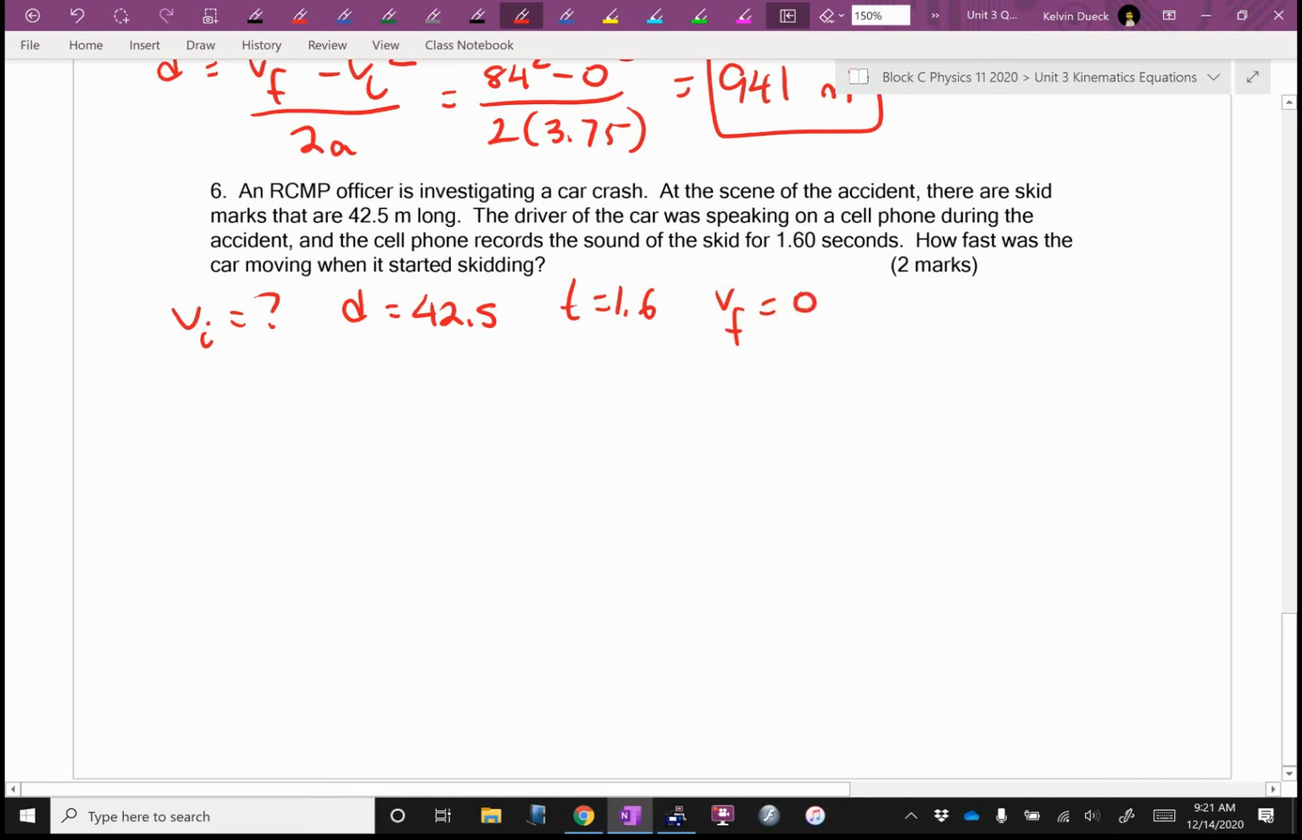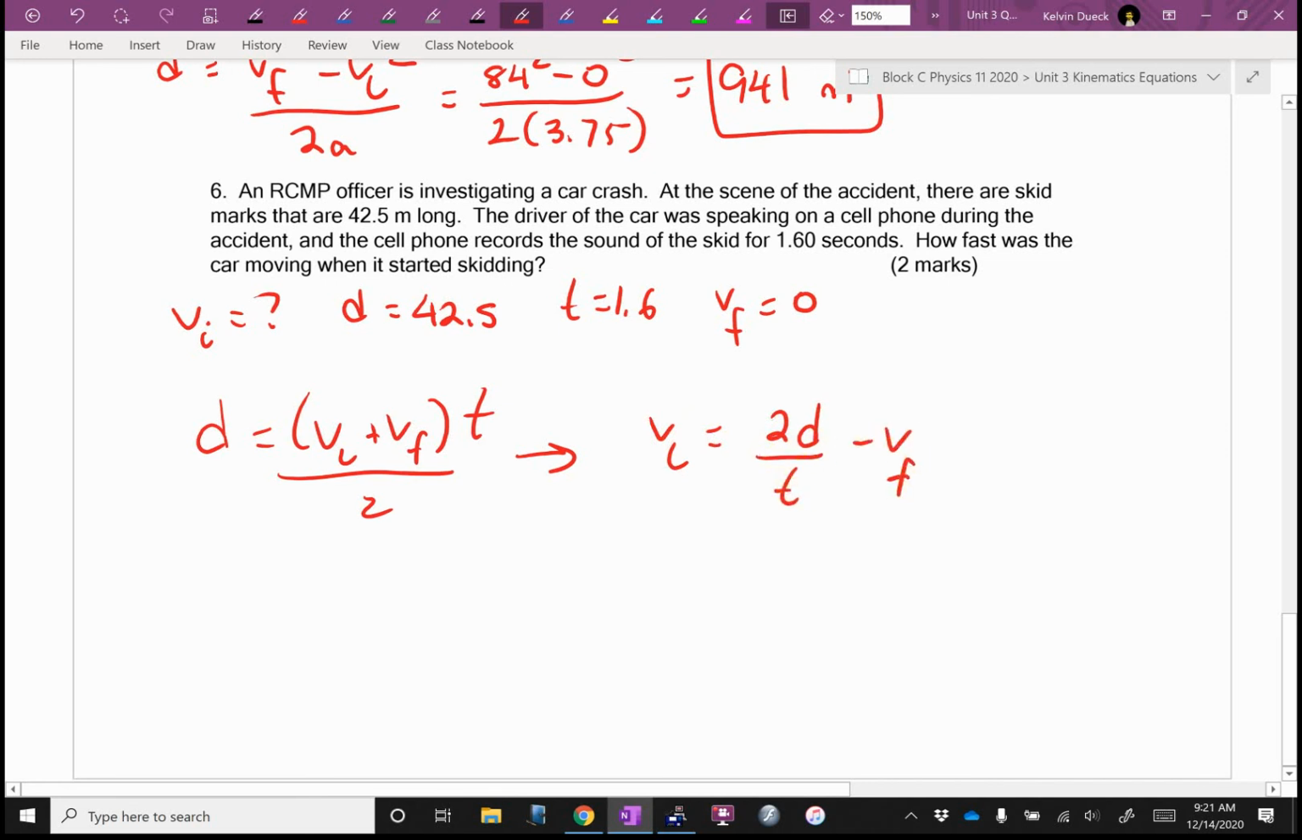Okay. I would start with this. I think if I get the VI by itself, it's going to be 2 times D divided by T minus VF. Oh, wait a minute. VF is 0, so I didn't need to write that. But if you did, that's fine. So it's going to be 2 times 42.5 divided by 1.6. Is that right?